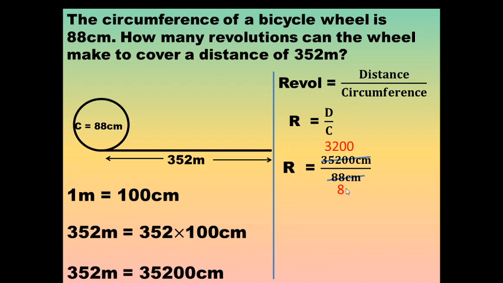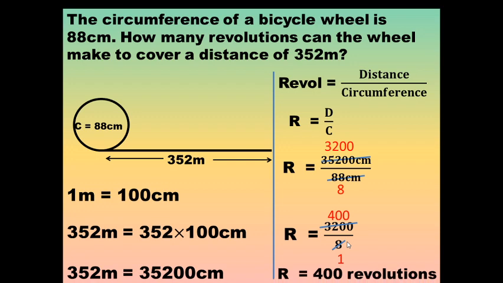The same numbers, we keep moving. To make our work simple, we remain with 3,200 divided by 8. When you divide 8 by 8, we get 1. Then 3,200 divided by 8 gives a total of 400. So how many times did the bicycle wheel turn to cover 352 meters? It turned 400 times. So we call it 400 revolutions.